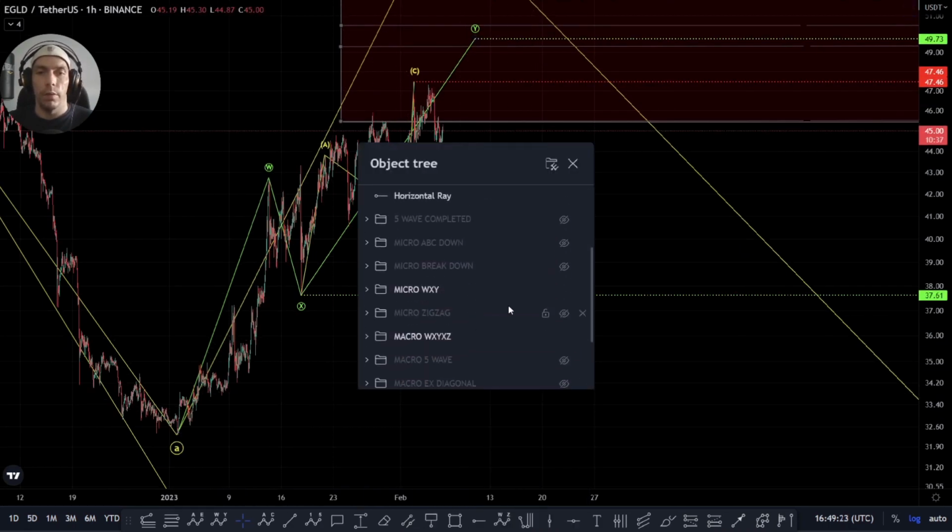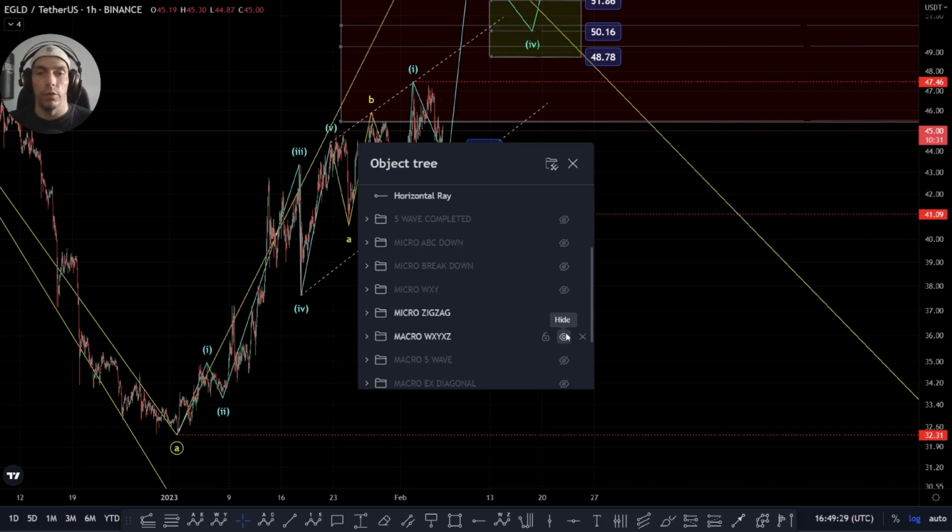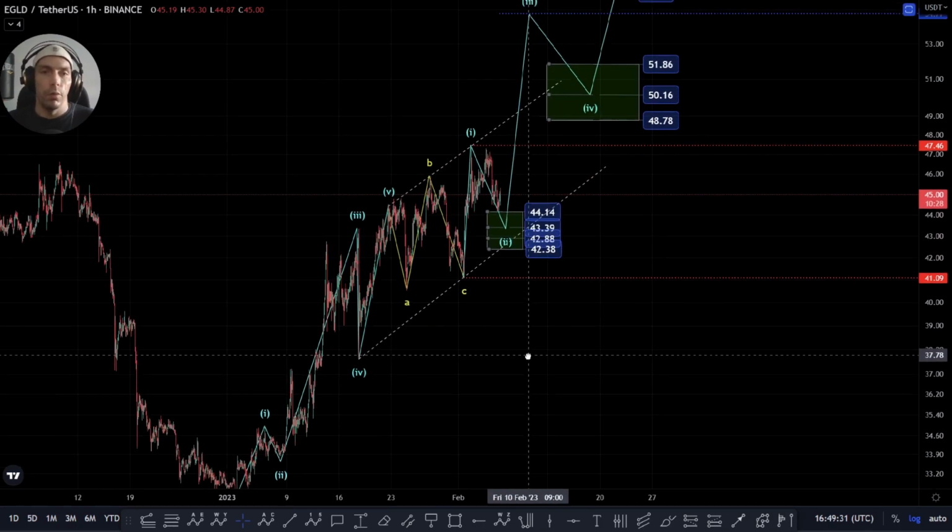If we do get that 5-wave move and it actually finds support, then we could actually look to make a bigger 5-wave structure to the upside. So I'm actually going to turn that off for now.